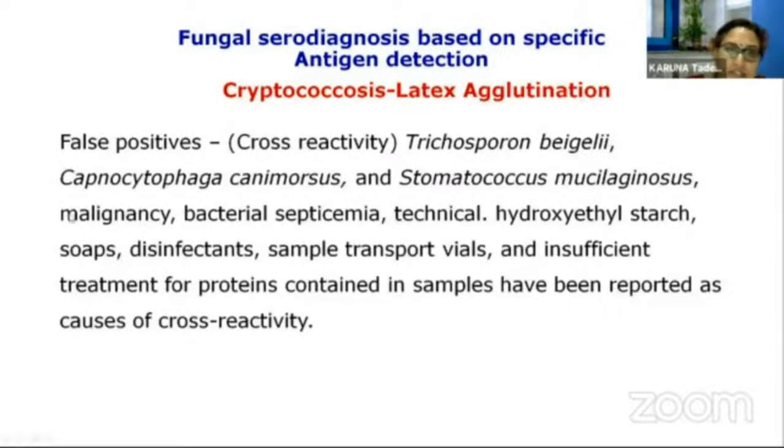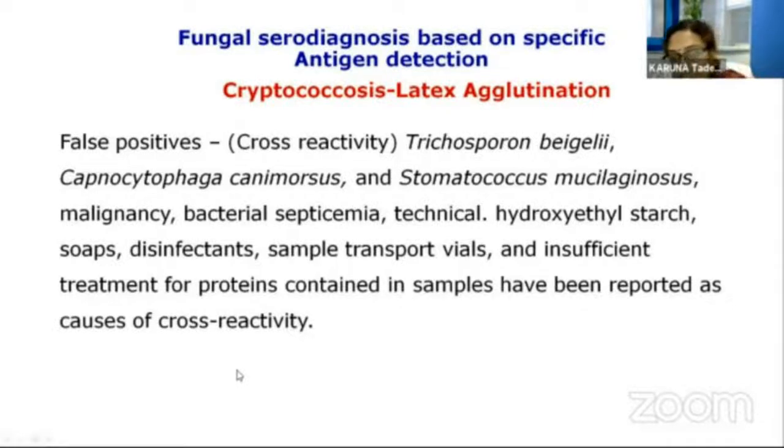But latex agglutination has cross-reactivity for Trichosporon, Bacillus, Capnocytophaga canimorsis, and Stomatococcus mucilaginosus. Malignancy and bacterial septicemia, and technical issues, are also a problem. We can have cross-reactivity because of hydroxyethyl starch, soaps, and disinfectants. So if those things are not well maintained, that again causes cross-reactivity, as does insufficient treatment for proteins contained in the samples. These have been reported as the causes of cross-reactivity.